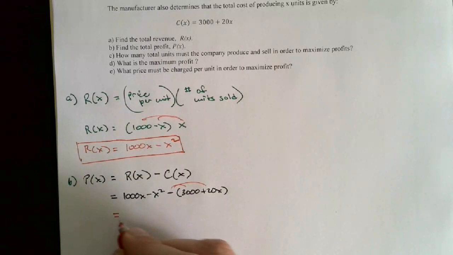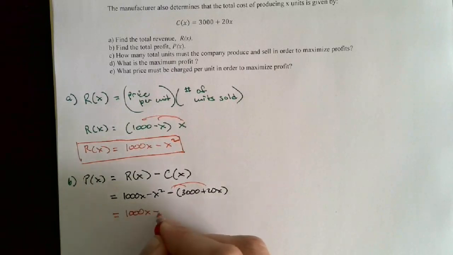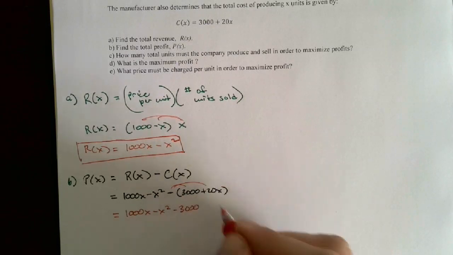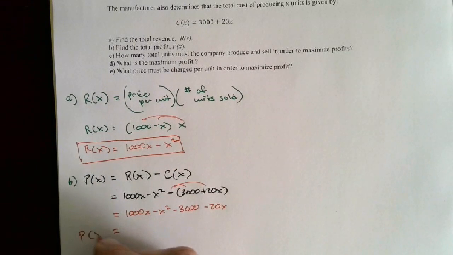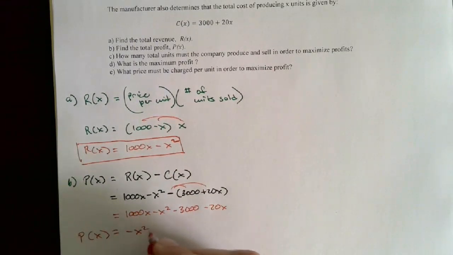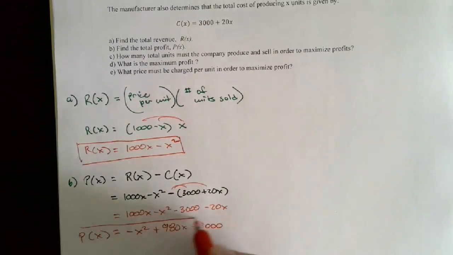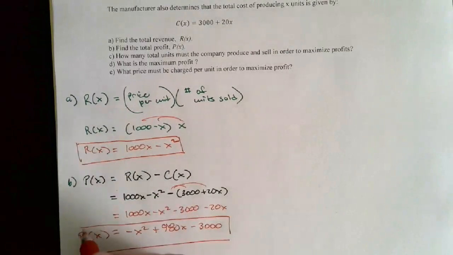So we would have 1,000x minus x squared. A negative times a positive makes this negative 3,000. A negative times a positive 20x makes that negative 20x. So my P of X function is equal to, in descending order, negative x squared. And then we have 1,000x minus 20x, so that'd be plus 980x, and then minus 3,000. So that gives us our profit function. Remember, profit is just revenue minus cost, and then we're just simplifying it.